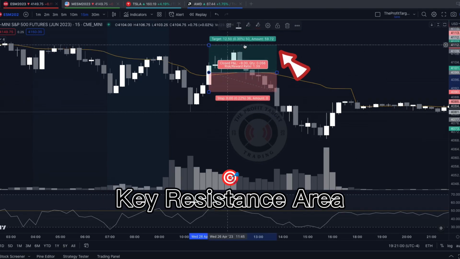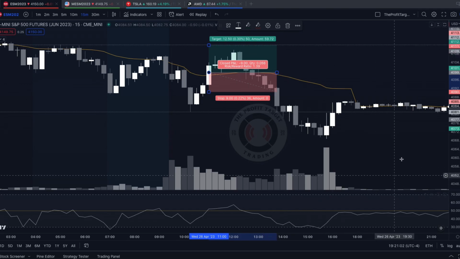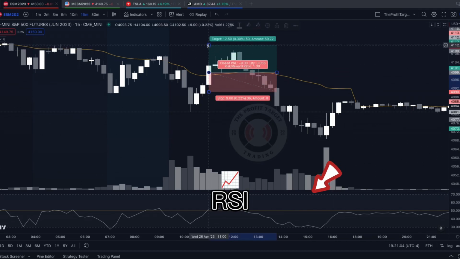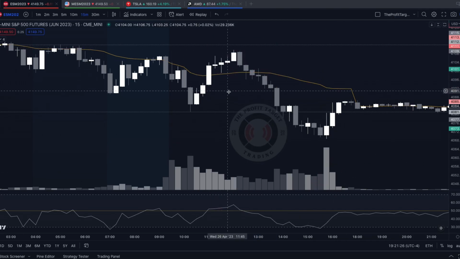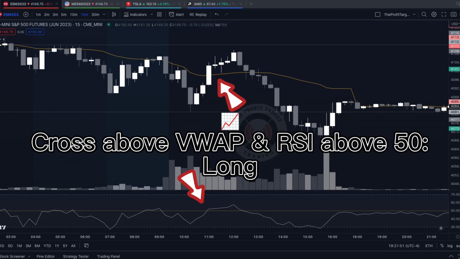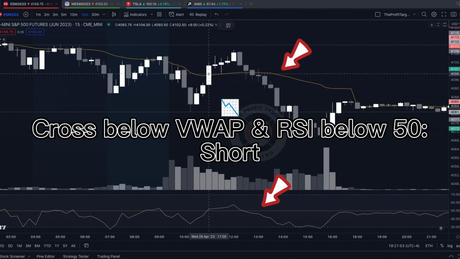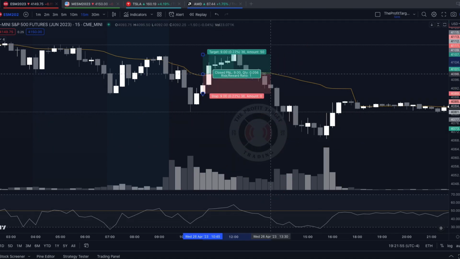Now, if you'd like more confluences in your trade, you can use the RSI as well for further confirmation. For instance, if the price crosses above the VWAP and the RSI is above 50, enter a long. If the price crosses below the VWAP and the RSI is below 50, enter a short.